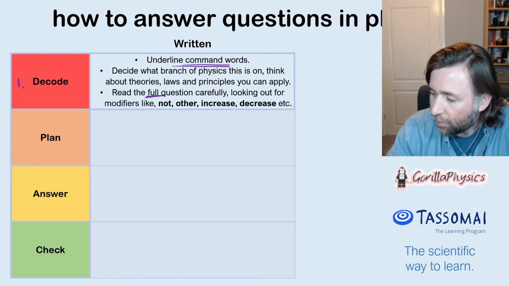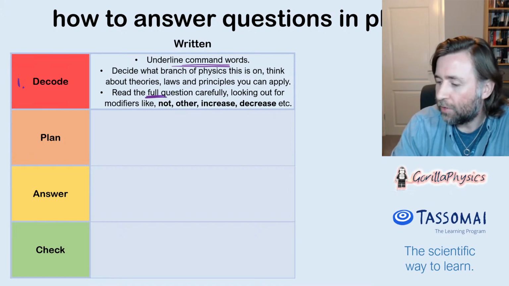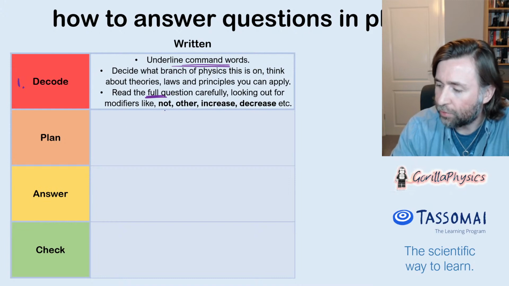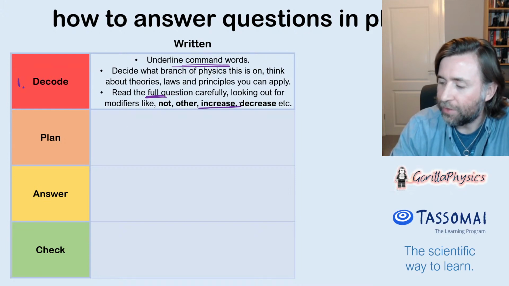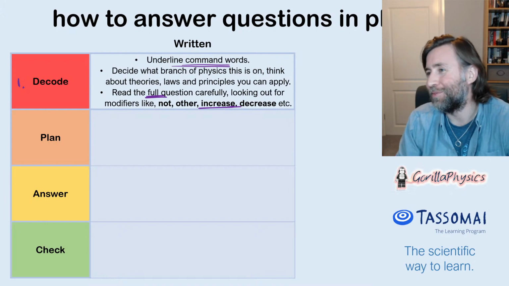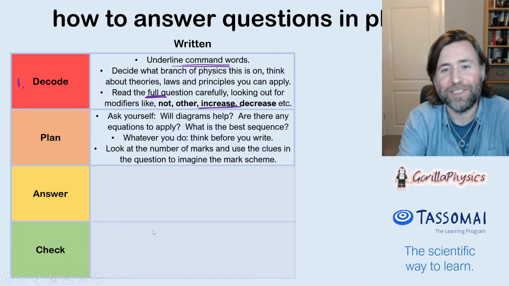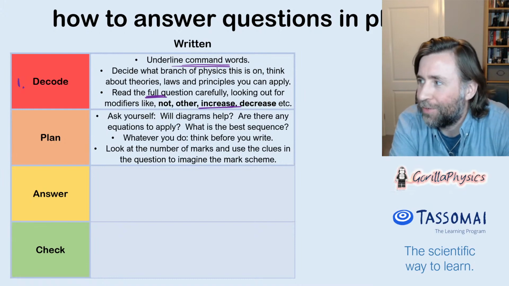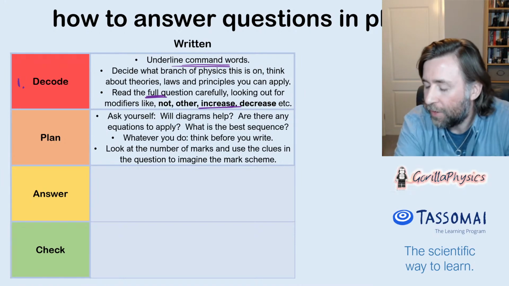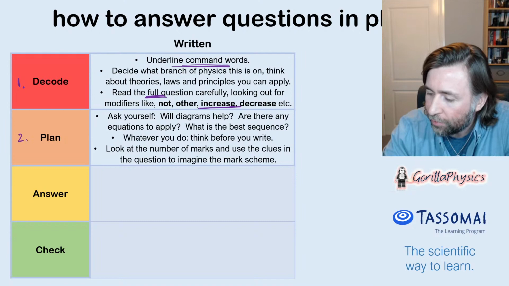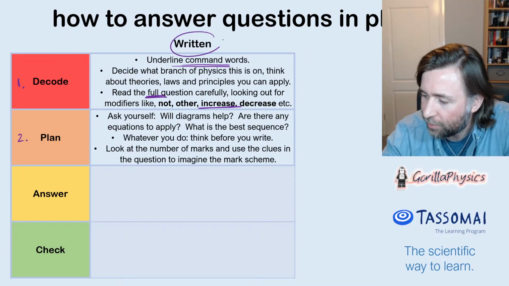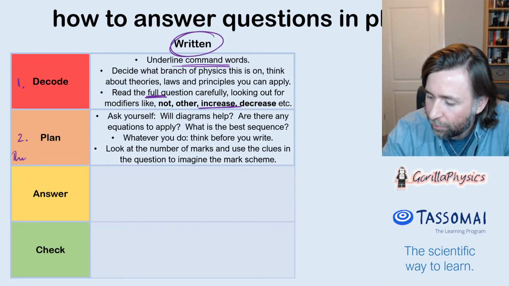Then read the full question and do it carefully, looking out for any other modifiers like not or other or increase or decrease. I've lost track of the number of times I've marked an answer which is all about something increasing when the question asked you about something decreasing. So read really carefully. Then plan, and this is the most important thing, and the most important thing for written questions especially is think before you write.